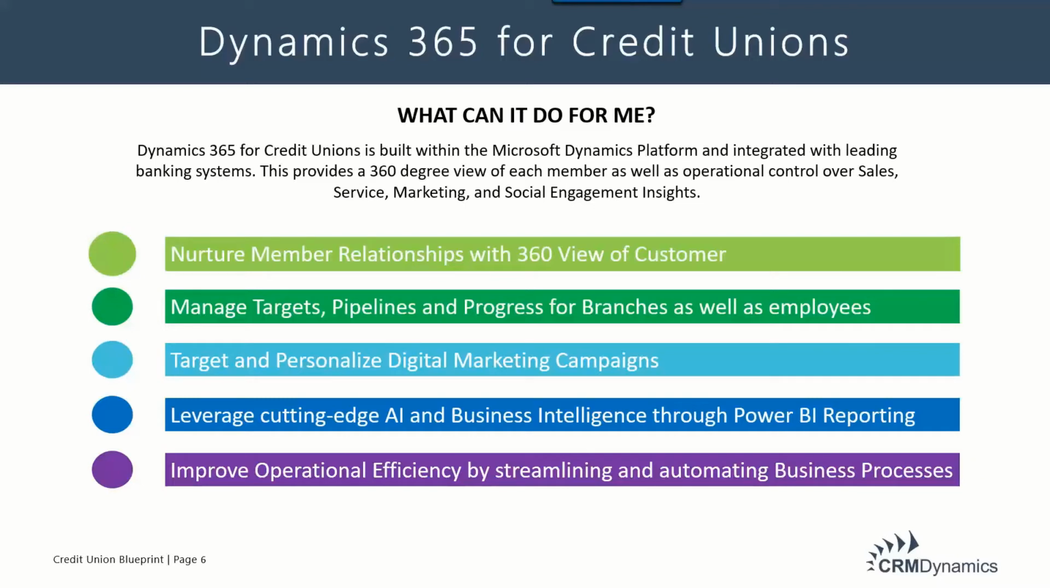And the biggest thing that it encompasses is that 360-degree view of your client. So as soon as your member walks in, either digitally or physically, you see everything about that member, what the next best product is, everyone who's talked to them, and you really have a full view of that member. It also allows the ability to manage targets and pipelines, whether it be at a branch level or an employee level, or even categories or by quarter or year, and track the progress for not only branches, but also employees.